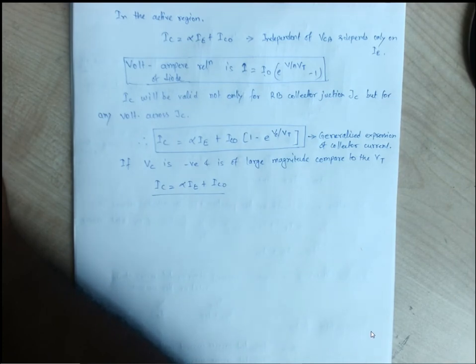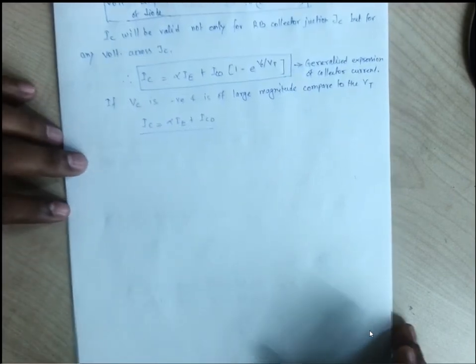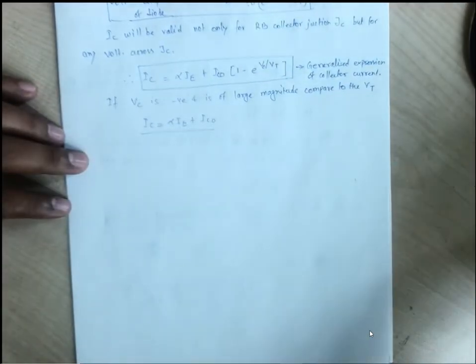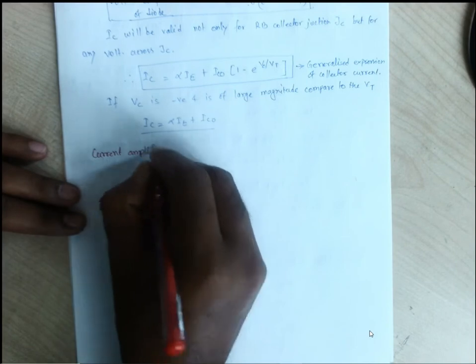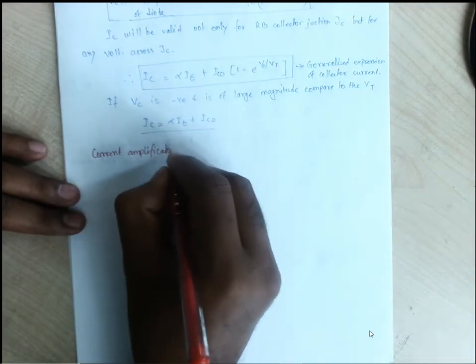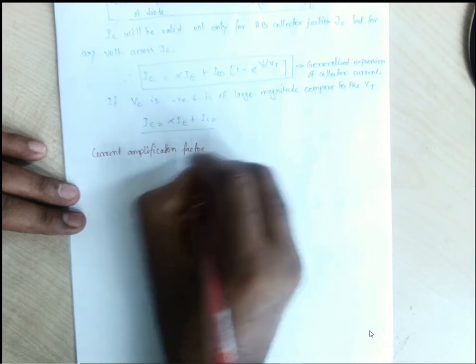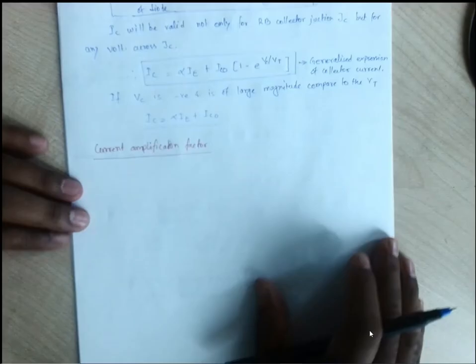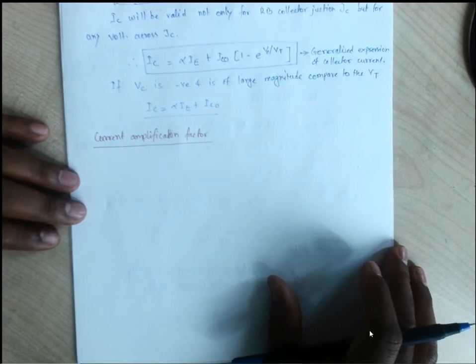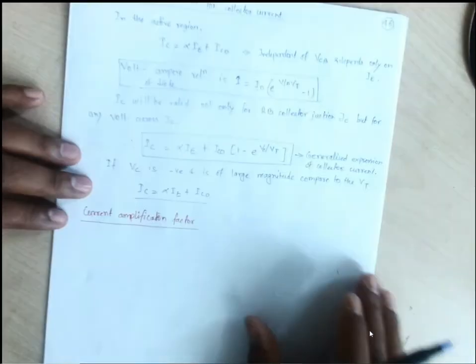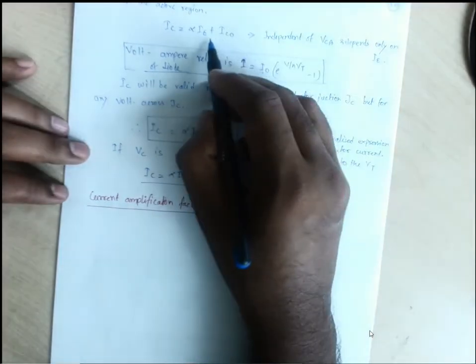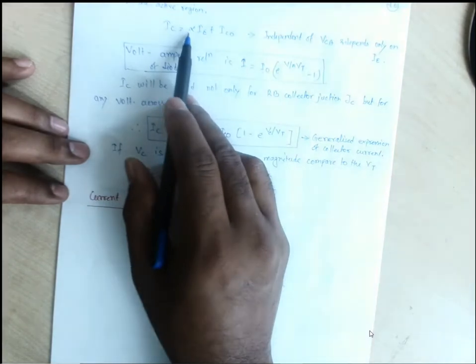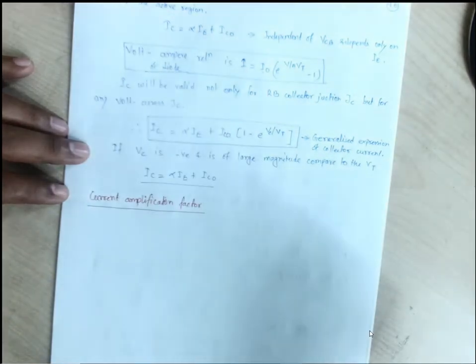Now there is another factor which is known as the current amplification factor. This current amplification factor is also represented by alpha. So what have we taken this alpha? Alpha is the fraction of the emitter current. So if we completely neglect this ICO, alpha is the ratio of IC by IE.